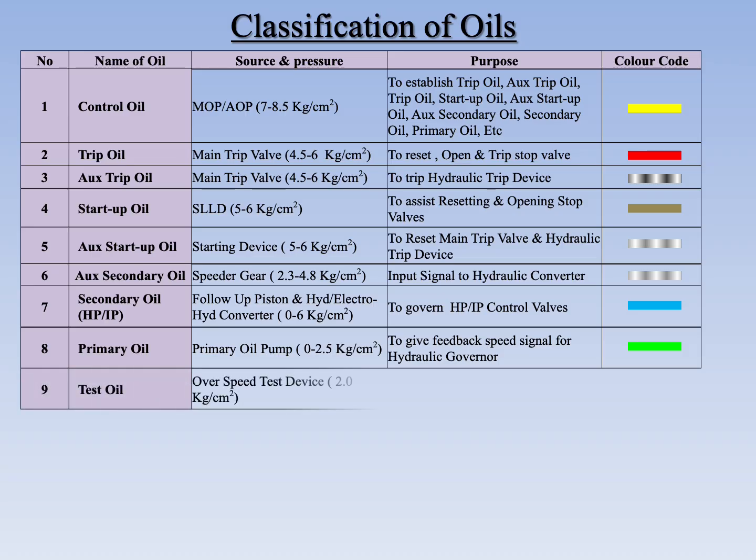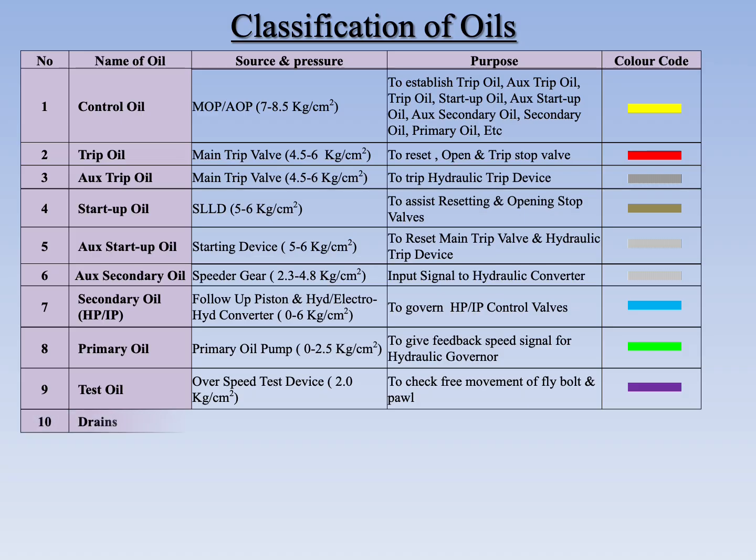9. Test oil. Source is overspeed test devices, control oil. Pressure is 2 kg/cm2. Purpose is to check free movement of fly bolt and pawl. Color code is violet. Last is drain oil. Color code is chocolate.